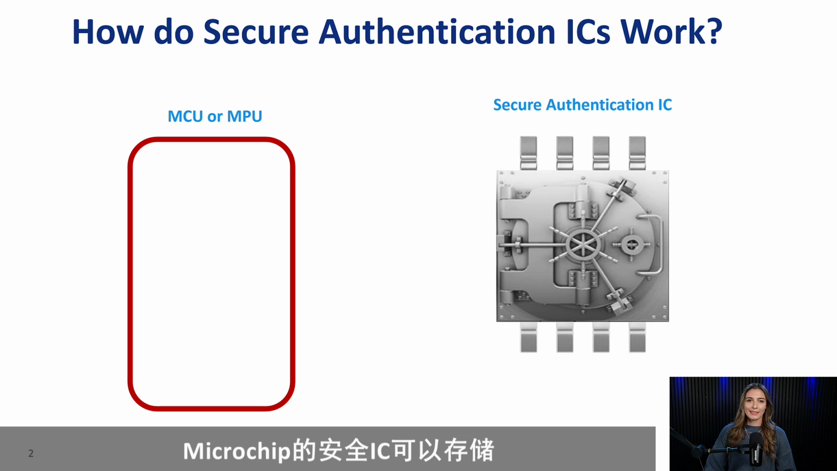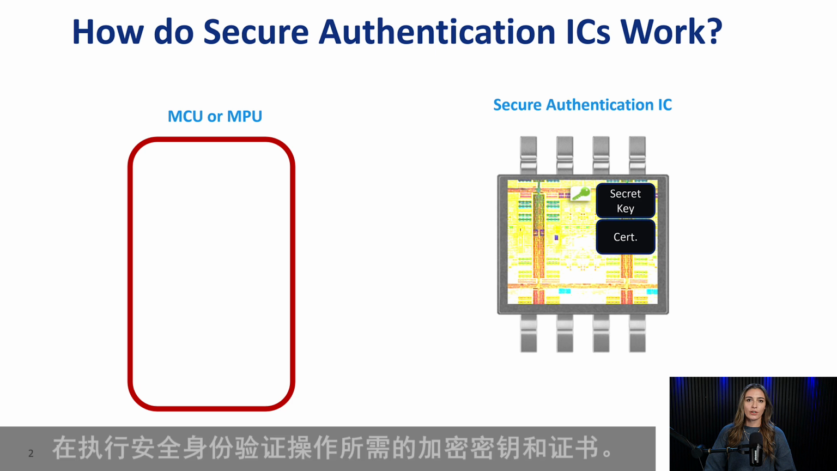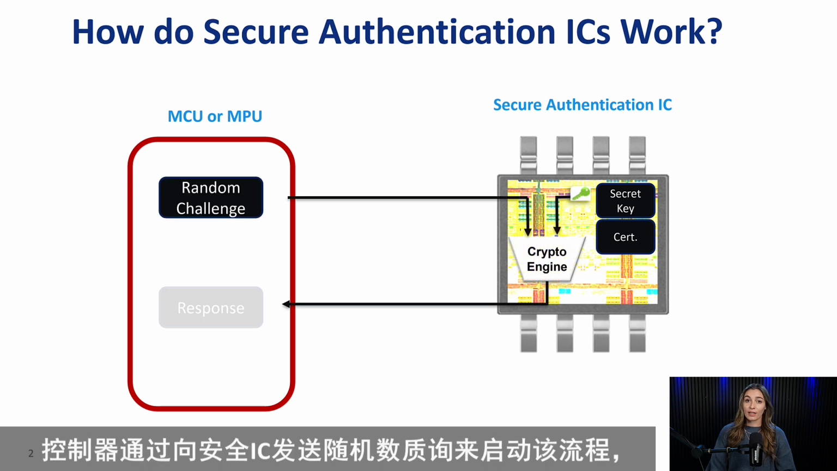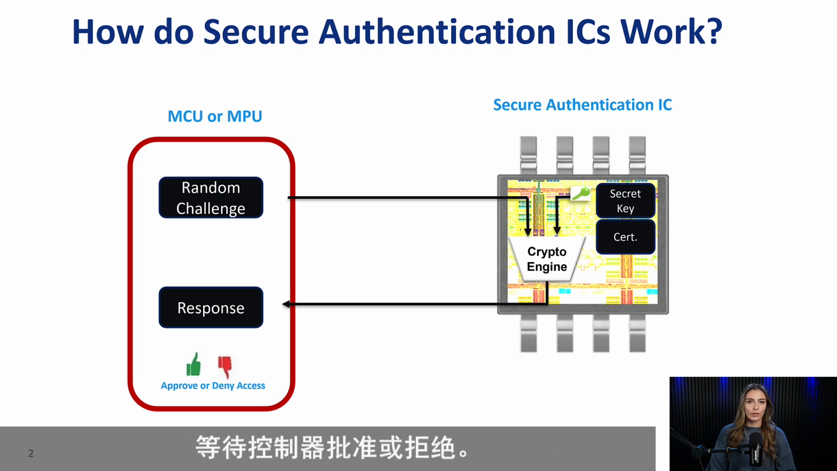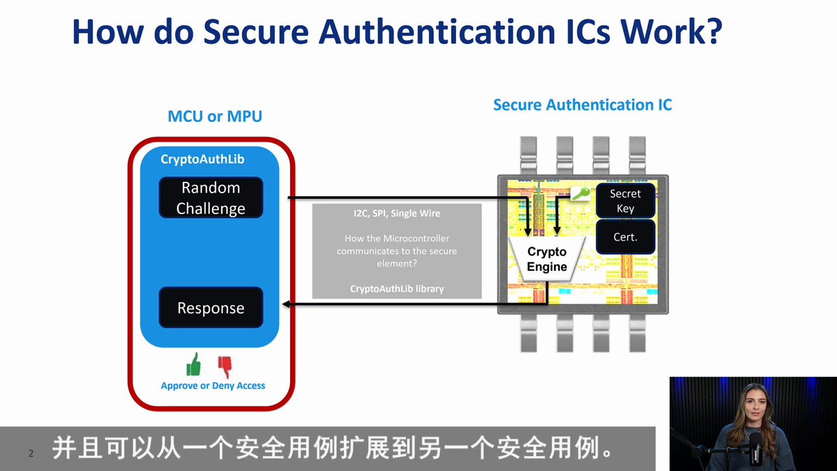Microchip secure ICs can store cryptographic keys and certificates necessary for executing secure authentication operations with devices like microcontrollers and microprocessors. The controller initiates this process by sending a random number challenge to the secure IC, which subsequently generates a response and sends it back to the controller to be approved or denied. CryptoAuthLib is the library supporting communication between these devices, making communication scalable from one security use case to another.